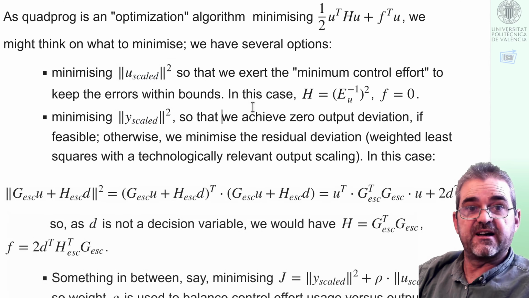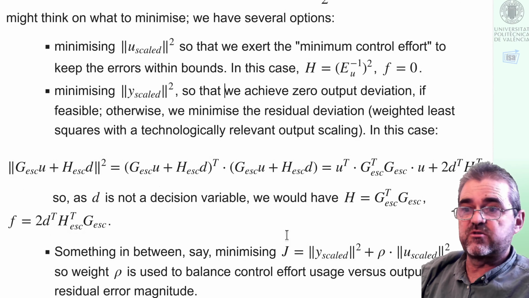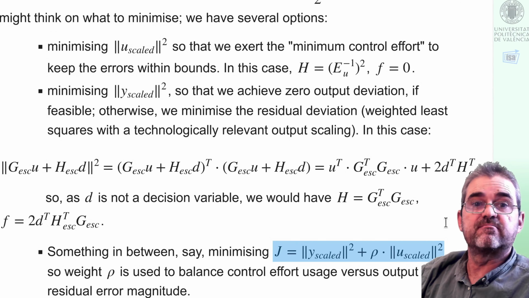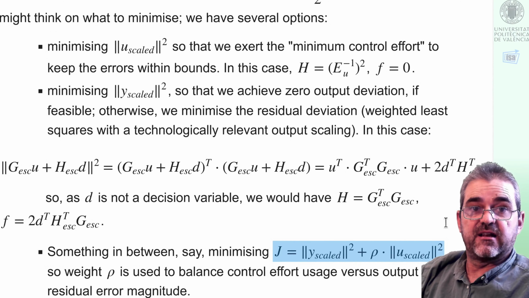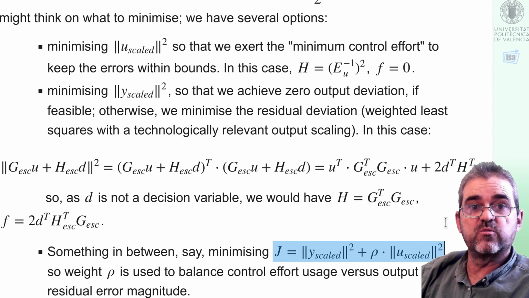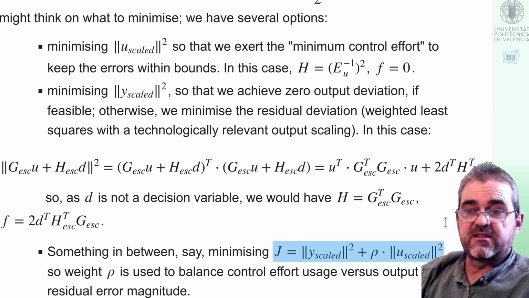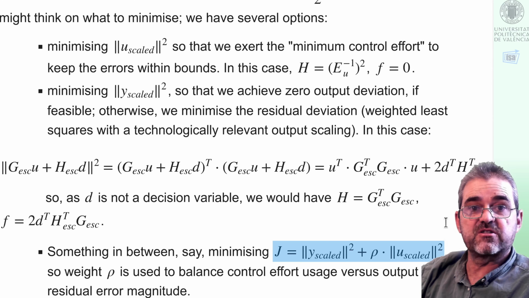Any of the two options are sensible, and in fact, we might wish to optimize a combination of them. For instance, if I scale things so that 1 means the same in inputs and outputs, whatever that means for my particular application, well, in that case, minimizing the sum of y scaled squared plus u scaled squared, rho equal 1, would also be quite sensible.